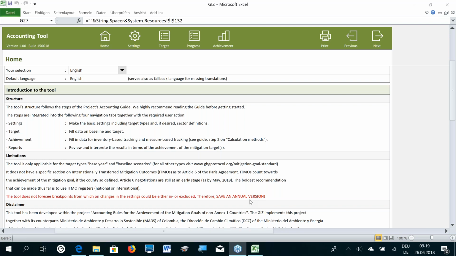However, in a tool there are always some references to the guide, and this is how it works. So the tool only provides very short explanations, short background information, and for getting a clearer picture, so to say, and understanding the whole context, it's always recommended to read the guide, or at least the corresponding sections of the guide.